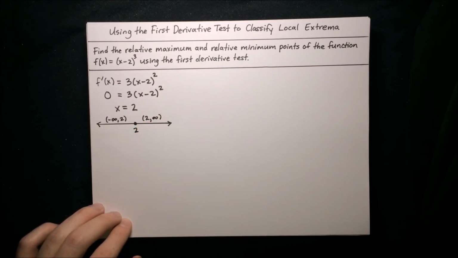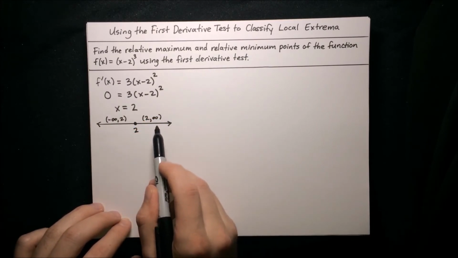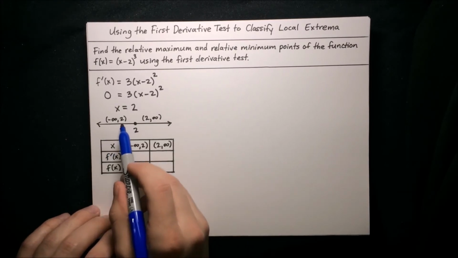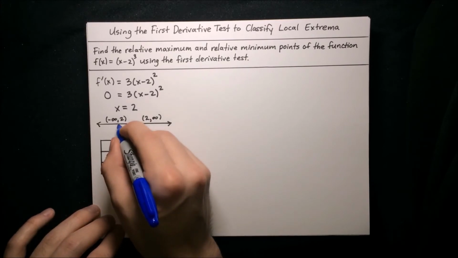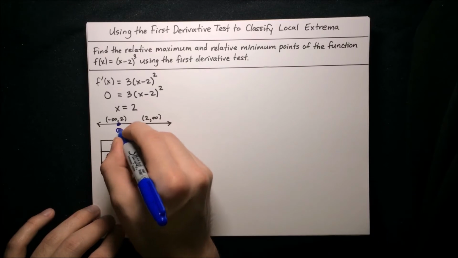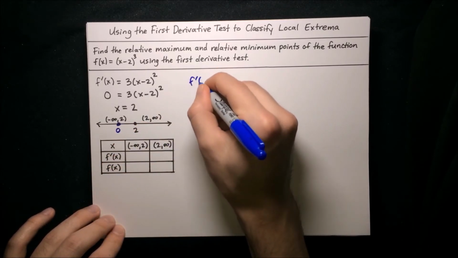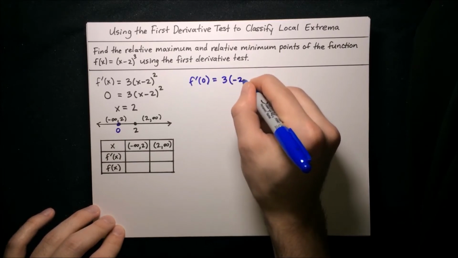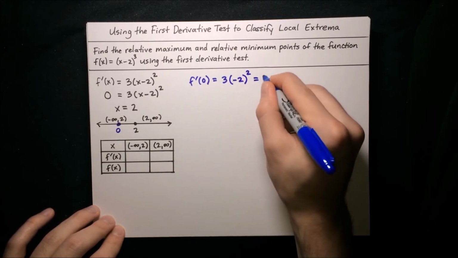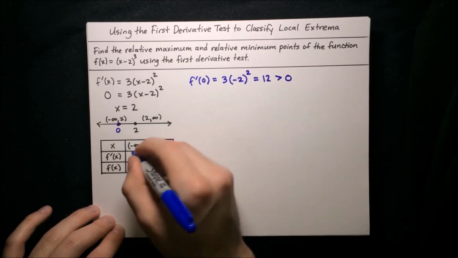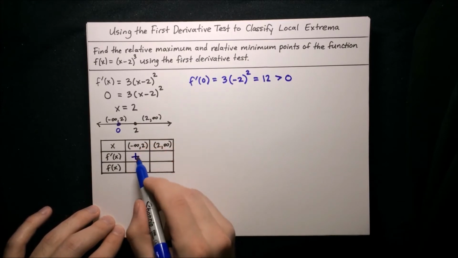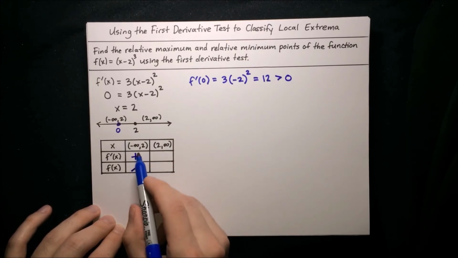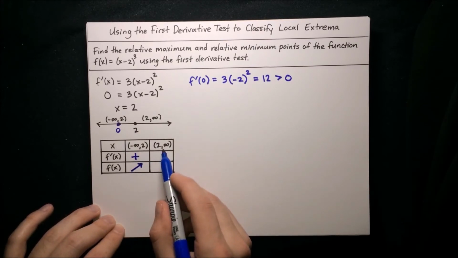To check the sign of the derivative on each one of these subintervals, we're going to use some test points, so let's draw up a table. First of all, let's get a test point in the interval from -infinity to 2. So how about 0? 0 is usually the easiest test point if you can get it. So let's check. F prime of 0 is equal to 3 times (0 minus 2), which is -2, squared, which is 3 times 4, which is 12, which is greater than 0. So the derivative is positive for all values of x inside of this interval, and so the function is increasing over that entire interval.